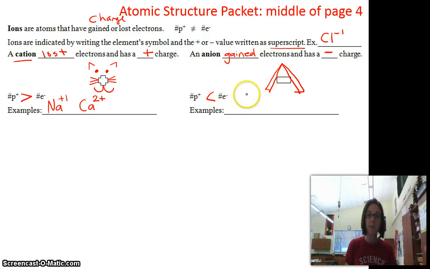So some examples, I won't use chlorine again. I could use an oxide ion, it's O, and it's -2. Or maybe fluoride, that's what's in your toothpaste. And I'll do this one the backwards way, where we put the number and then we put the minus sign. So fill this in the middle of page 4, and we'll pause the video to give you time to do that.